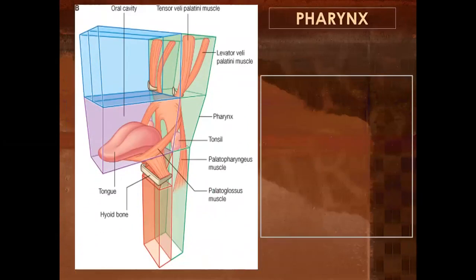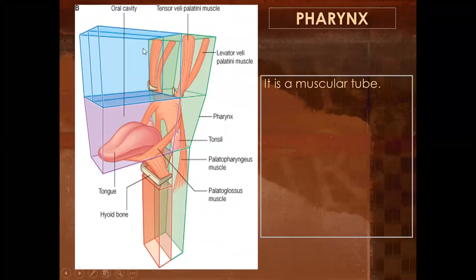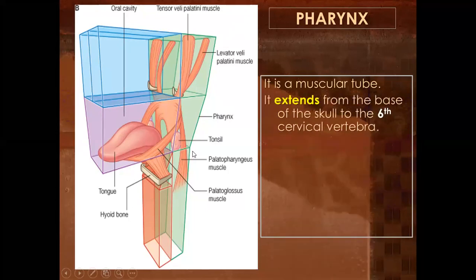Now coming to the pharynx. Behind the nasal cavity and the oral cavity, this whole thing is called the pharynx. It is a muscular tube extending from the base of the skull, behind the nasal cavity.